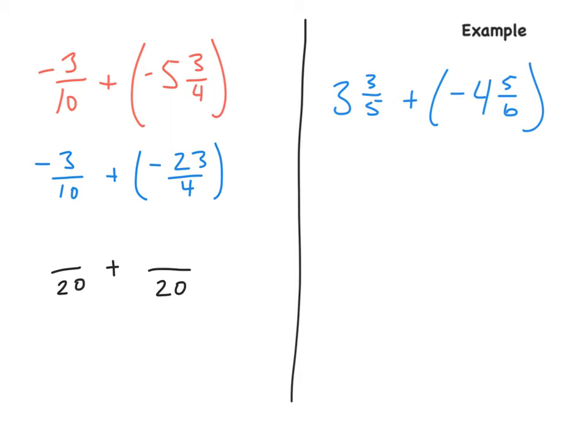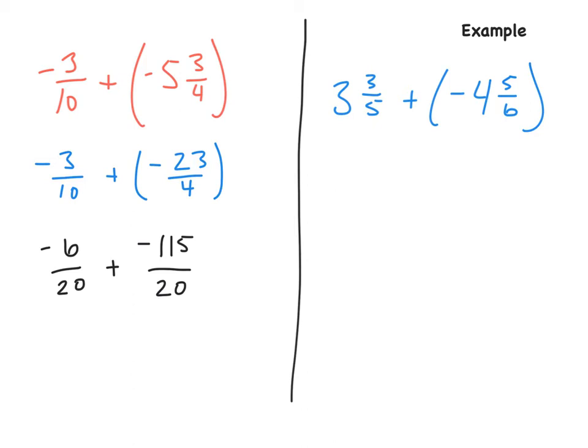So how many times does 10 go into 20? It's 2. So if we multiply by 2 in the denominator, we have to multiply by 2 in the numerator. So -3 times 2 is equal to -6. So if we have 4, how many times does 4 go into 20? 4 goes into 20 5 times. And -23 times 5 is equal to -115.